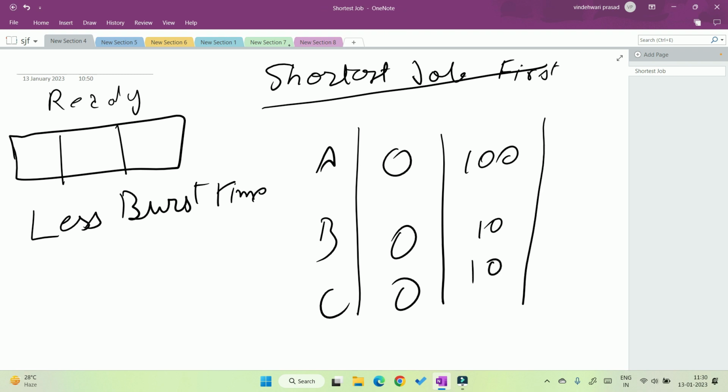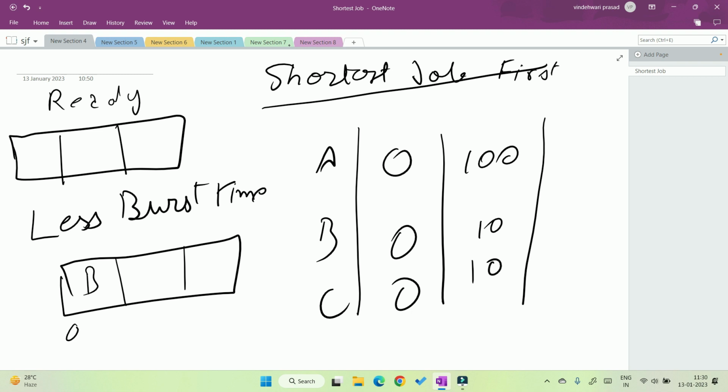Which process is selected first? No, it's not A. It's B. B is selected first for 0 to 10 seconds. Then C is selected, until 20 seconds. Then A is selected, until 120 seconds. So what will happen here?